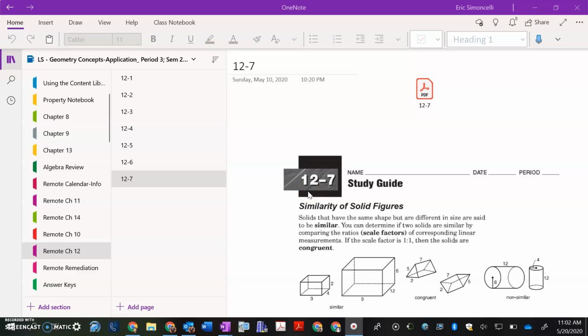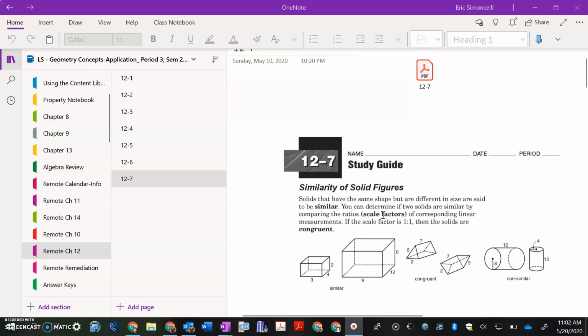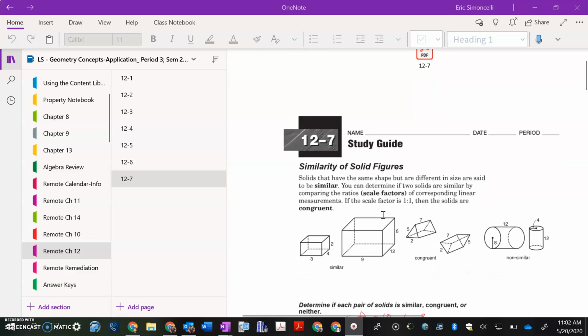Hello students, welcome to section 12.7, Similarity of Solid Figures. Solids that have the same shape but are different in size are said to be similar. We did talk about similarity with triangles, and we also did some similarity of different polygons beyond triangles in the past. Today we're going to be taking a look at, obviously, solids.